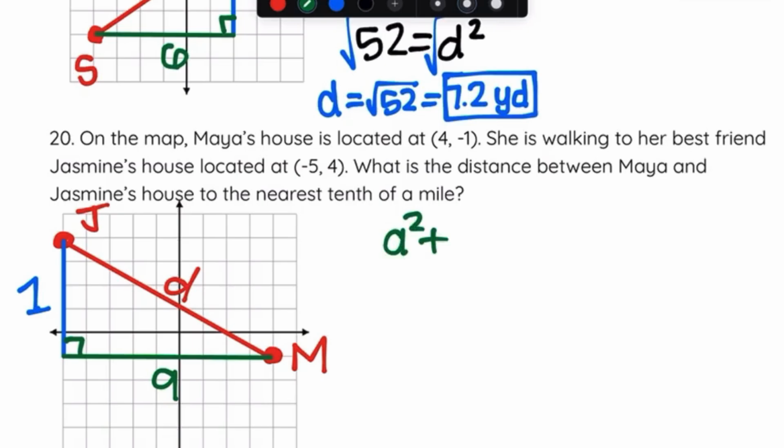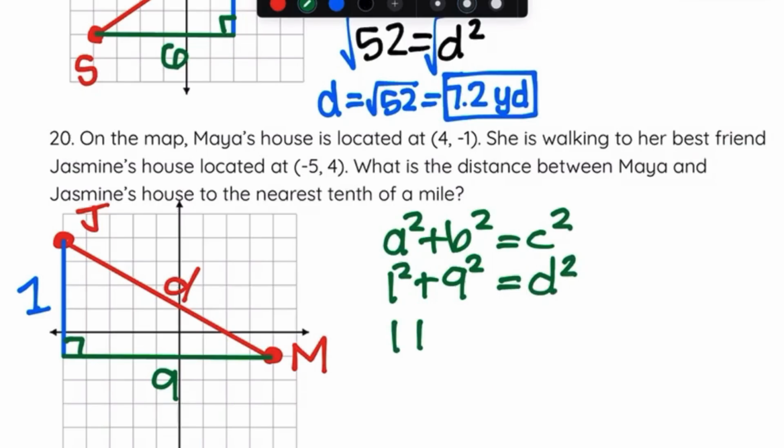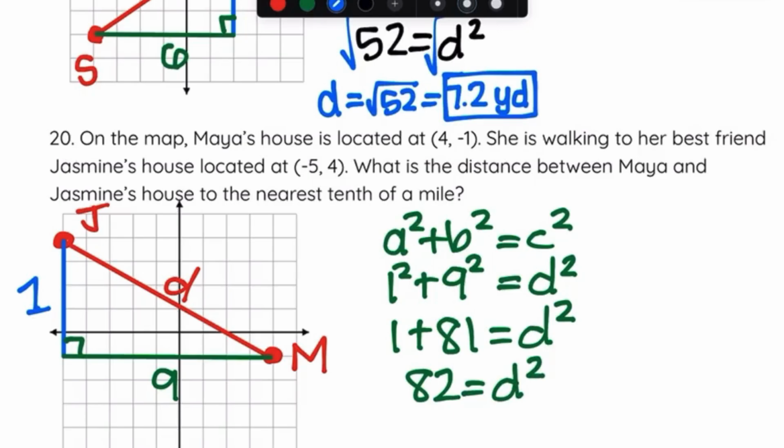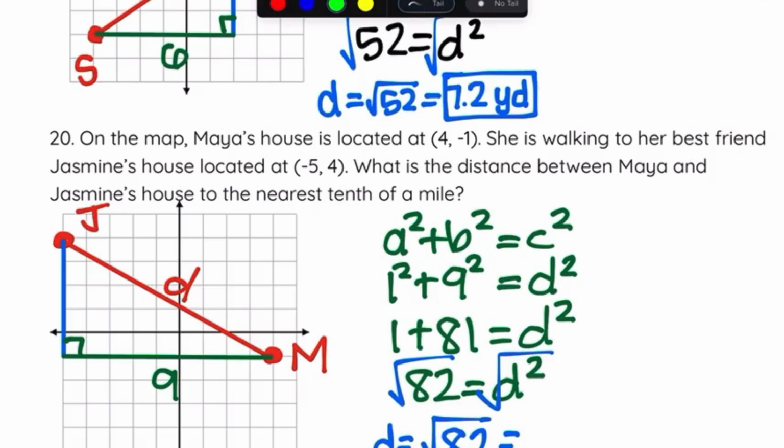So a squared plus b squared equals c squared. So again, my a and b do not matter as long as you get them both. So 1 and 81. So that would be 82 is d squared. Take the square root of both sides. So d is equal to the square root of 82, which is, wait a minute, did I make a mistake? Oh, I put a 1 here. Why did I put a 1 there? I don't know why I just caught that. 1, 2, 3, 4. That should be a 5.